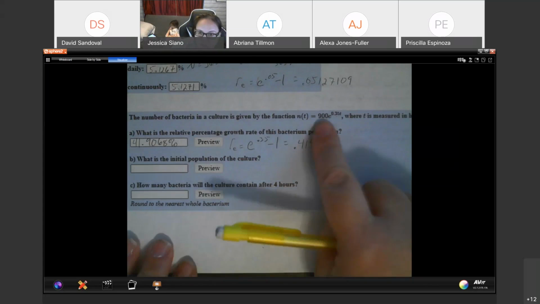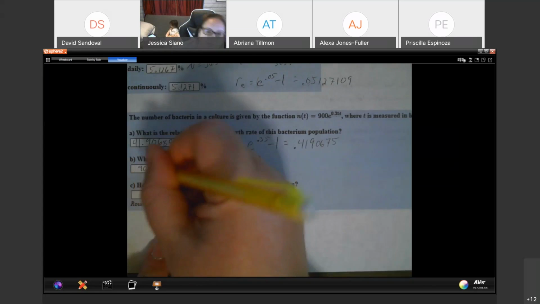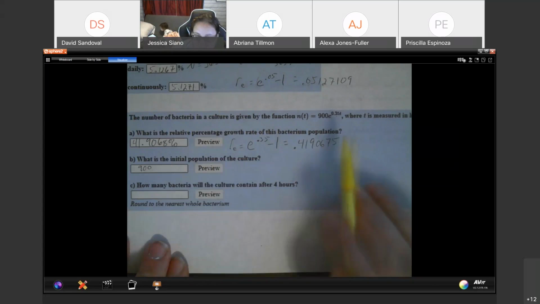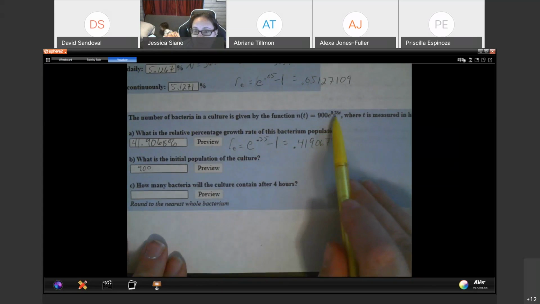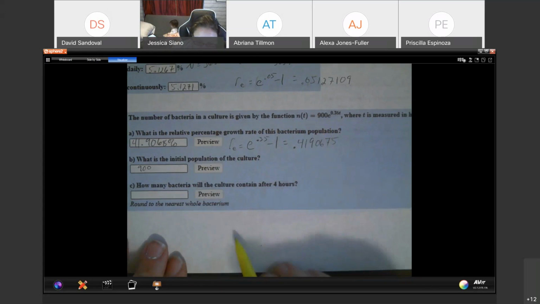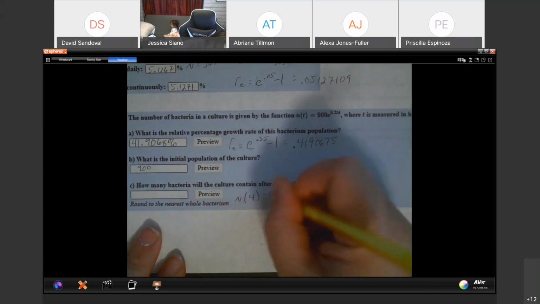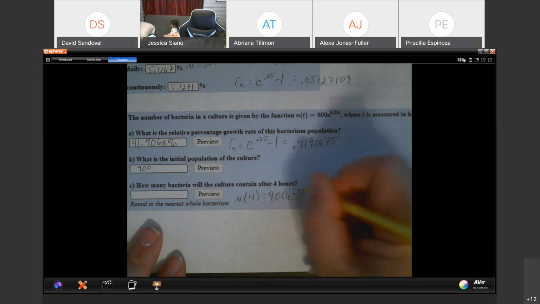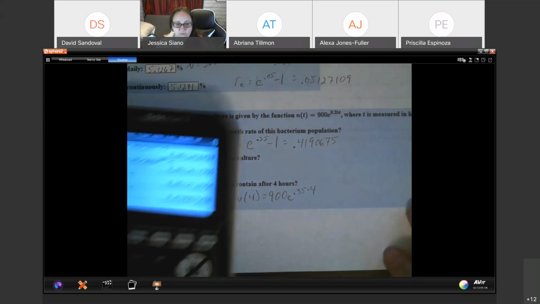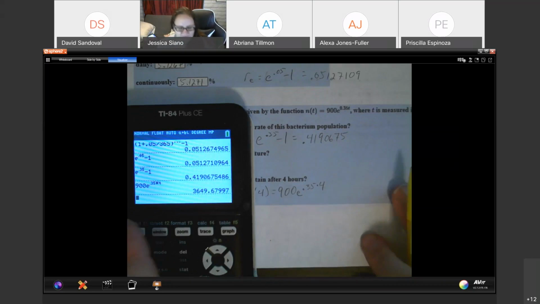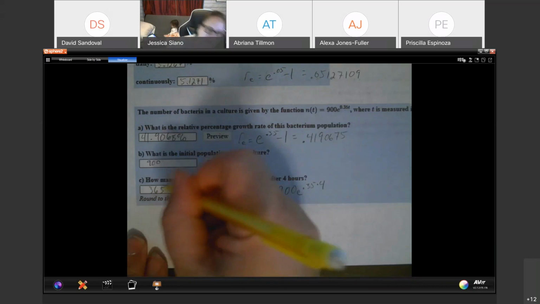The initial population is always this number in front, so that's 900. Because when time is 0, this would be e to the 0, which is 1 times 900. Okay, and then how many bacteria will there be after 4 hours? .35 times 4. 36.50 bacteria.